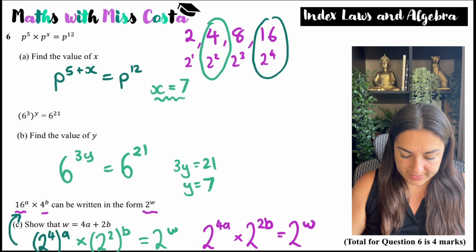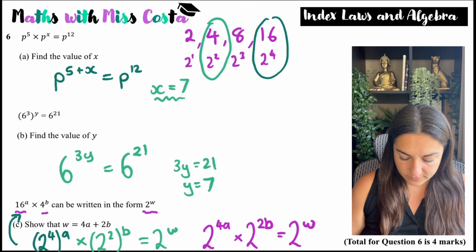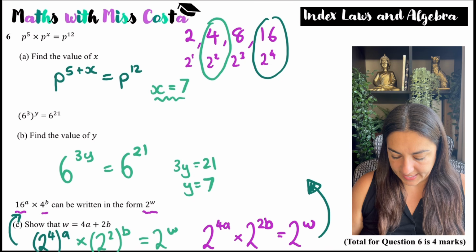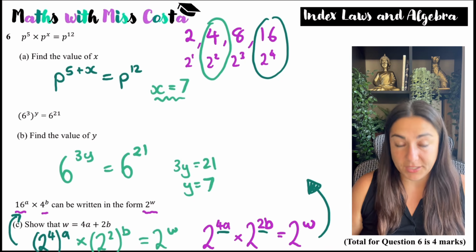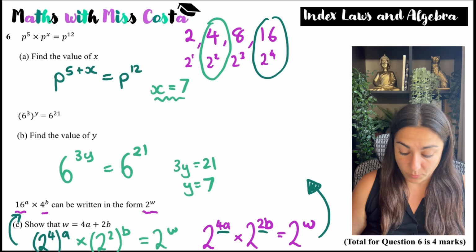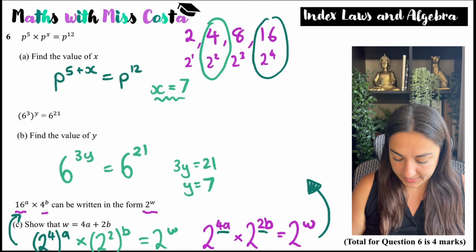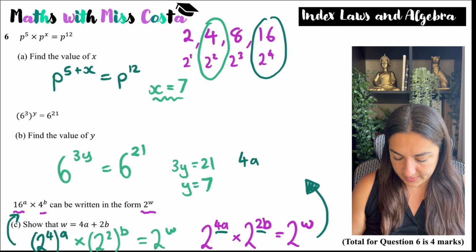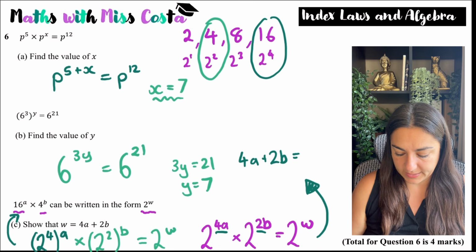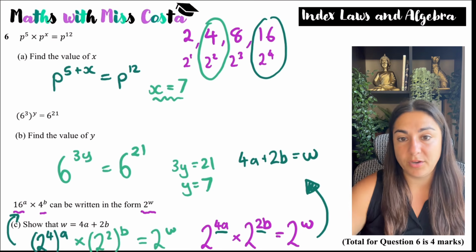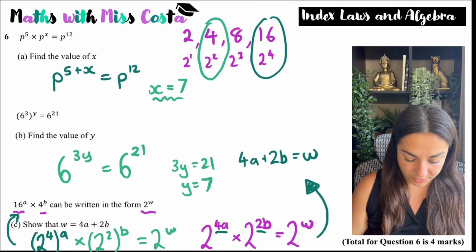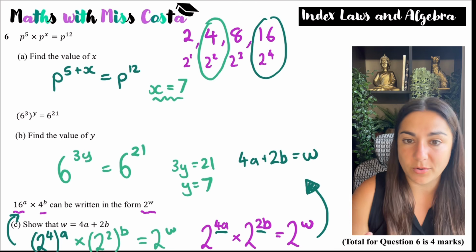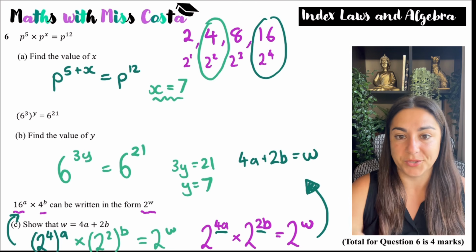And for this reason, I can then say when multiplying powers, you add them. So when multiplying indices, you add the powers. So therefore, 4a plus 2b must equal w. And that's the proof, that's the reasoning that you need to go through. So the key thing is to recognise that you can write all of these numbers as powers of 2.